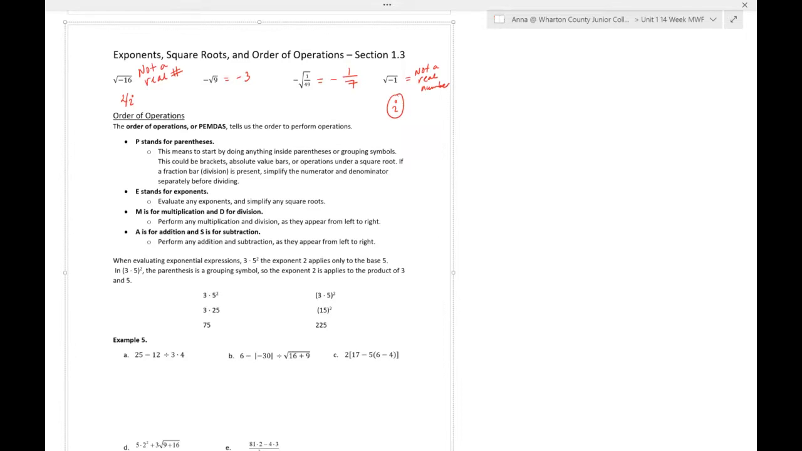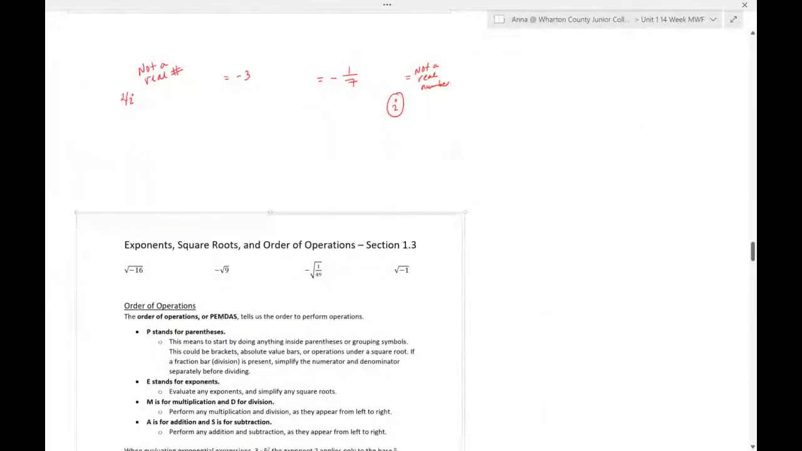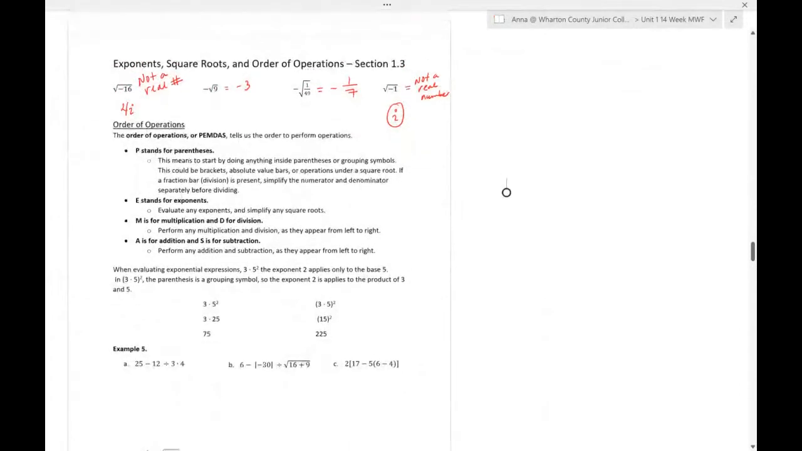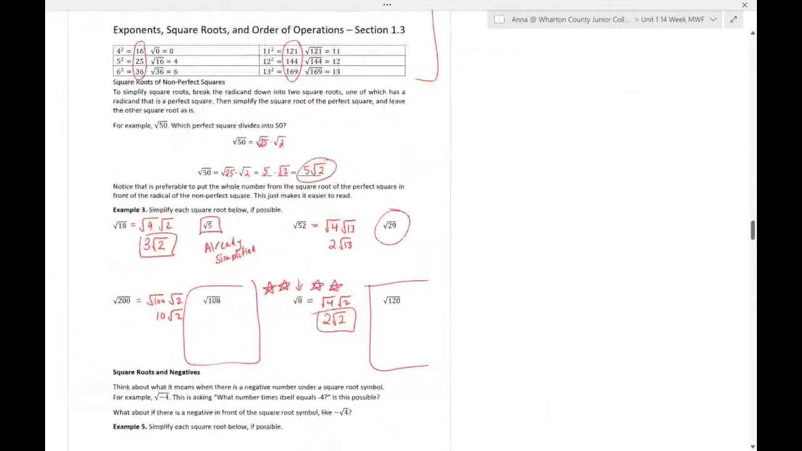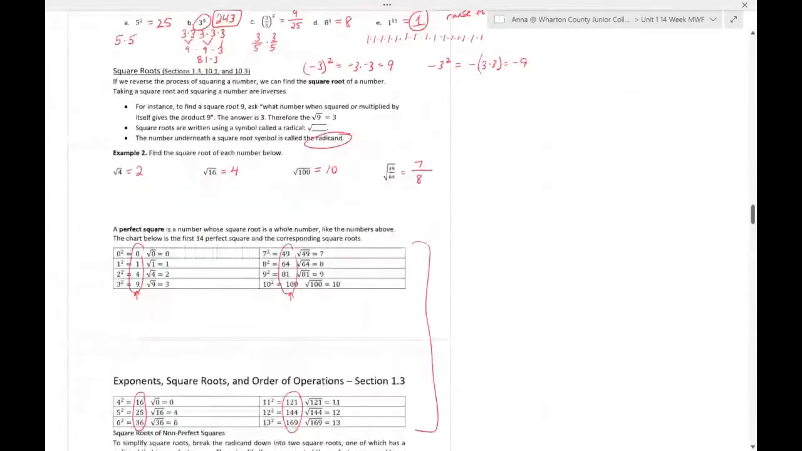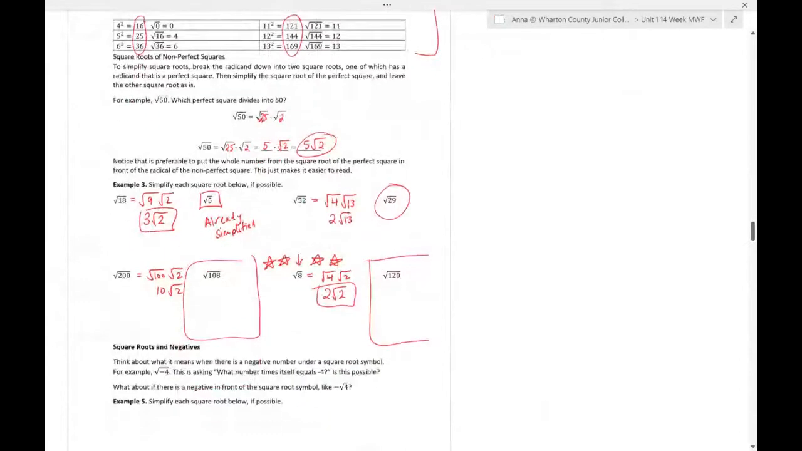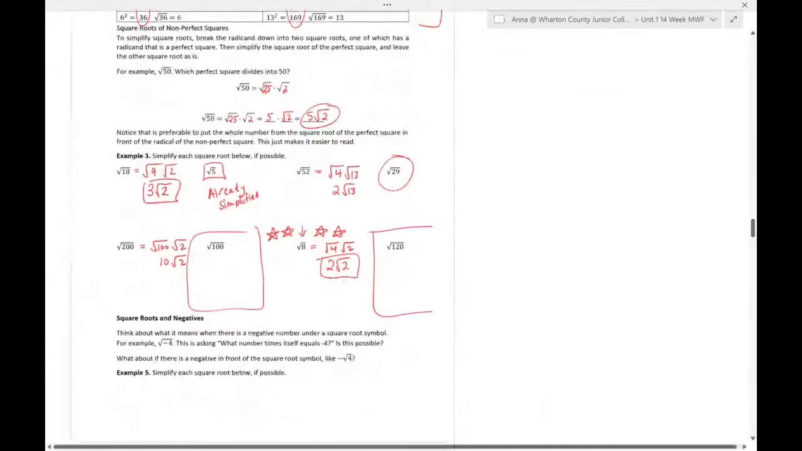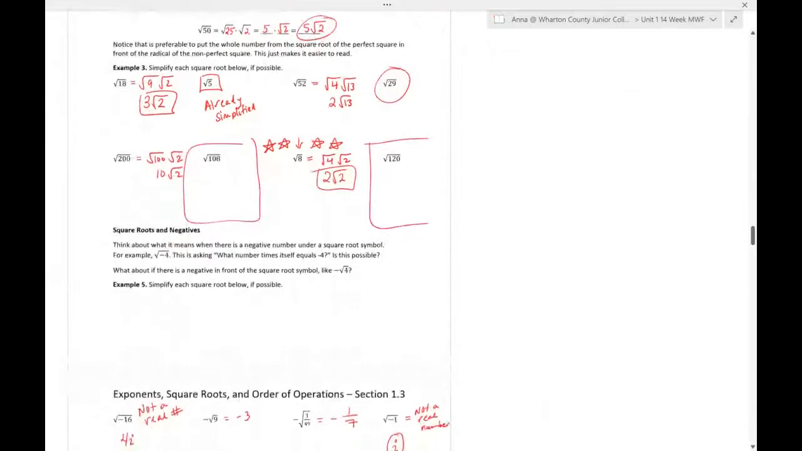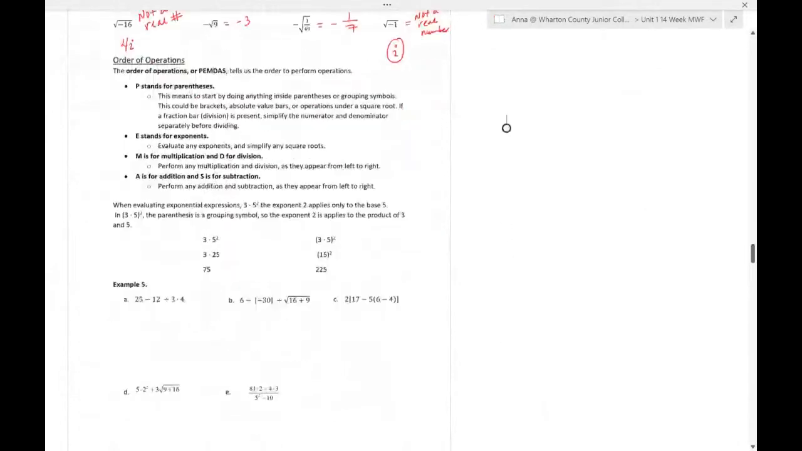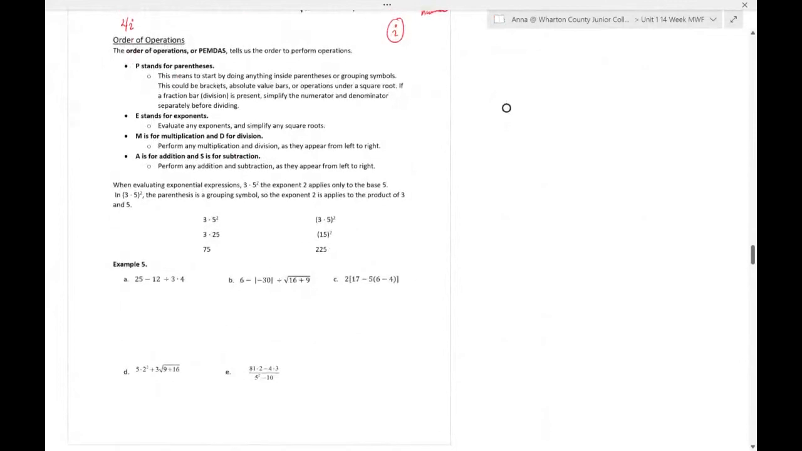This is section 1.3. We actually started part of it on Friday. We got through the exponential notation, which is the repeated multiplication, and we got through simplifying square roots, okay? And so now we just need to look at order of operations. So let's get to it.